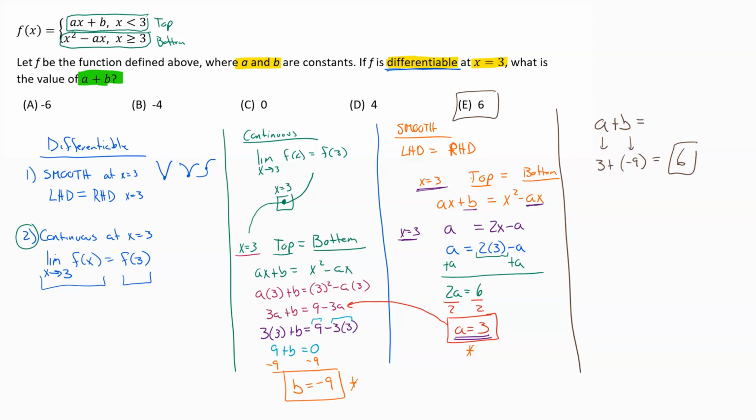Oops, no it wouldn't be. 3 plus negative 9 is negative 6. Got to be careful there. Math going too quickly. Not 6, but negative 6.